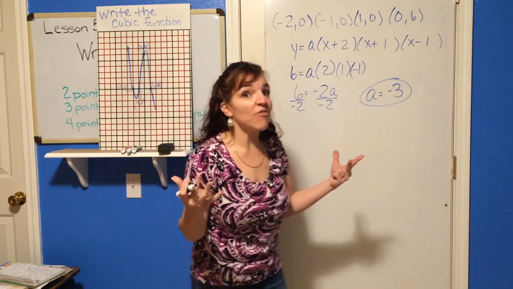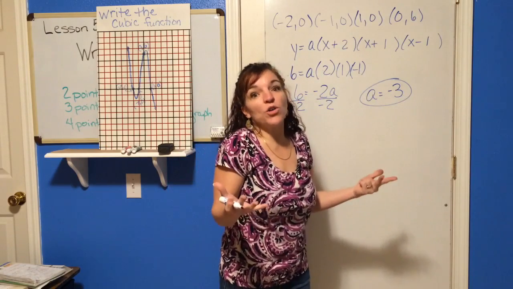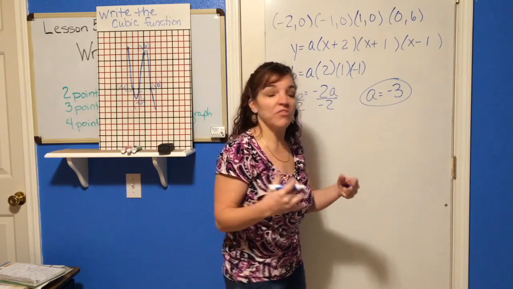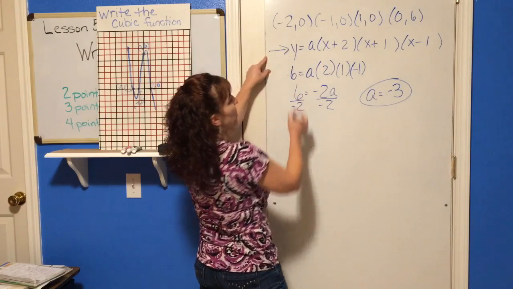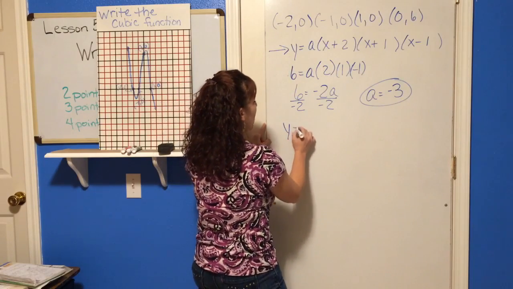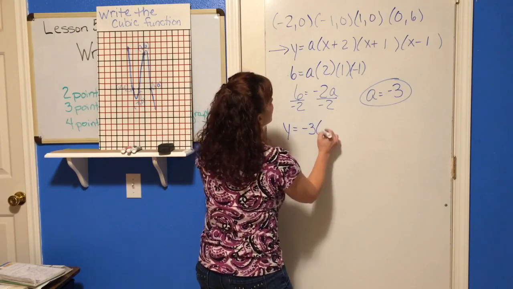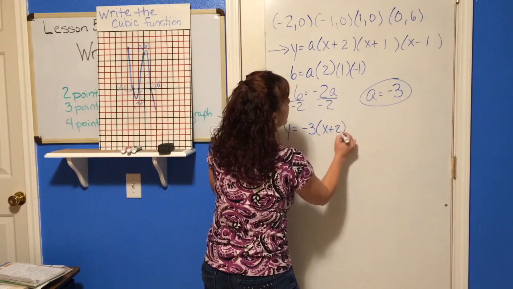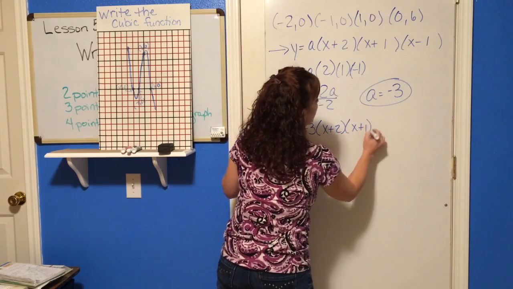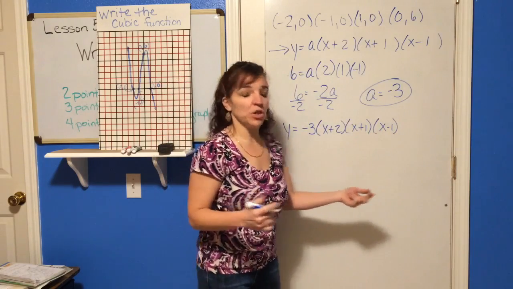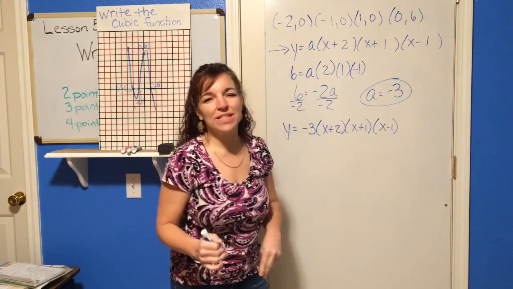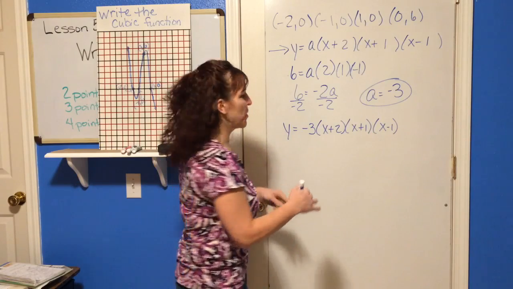Okay, so now you have all your parts and pieces. Now all you have to do is make it look like a cubic function. So put your a back into this form here that you started. So y equals negative 3 times x plus 2 times x plus 1 times x minus 1. All right, and now essentially you're finished. You have all the parts, but now we simply need to make it look like a cubic function.